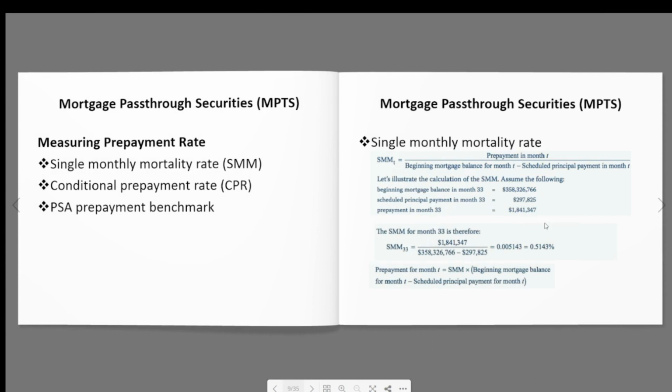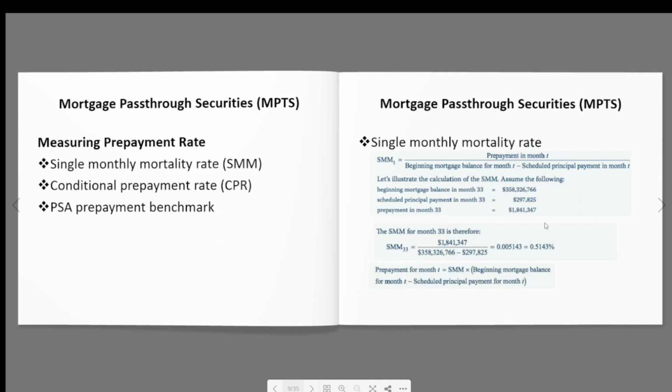Now let's look at measuring repayment rate. This can be done through different methods. First, we have the single monthly mortality rate, commonly referred to as SMM. We also have the conditional repayment rate, commonly referred to as CPR, and we have the PSA repayment benchmark. Now let's do this practically.